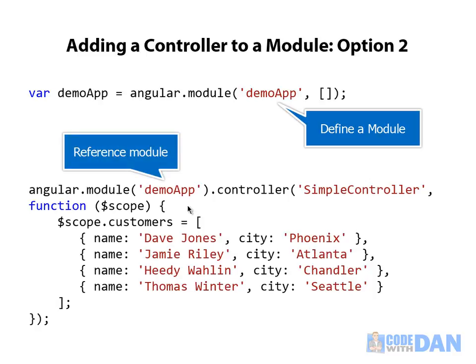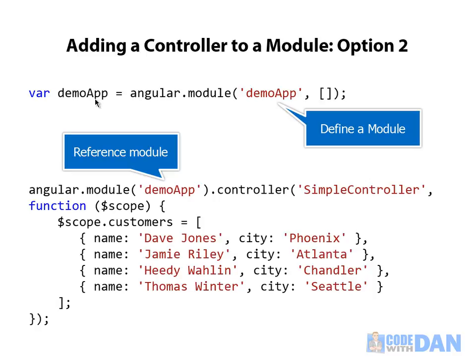And you'll notice a really big difference here. It's kind of subtle, but it's a really big difference. Up here, when you define a module, you have to give it either an empty array or a list of your dependencies. Well, if you just say angular.module and the name of the module, then it will simply reference that module in memory.